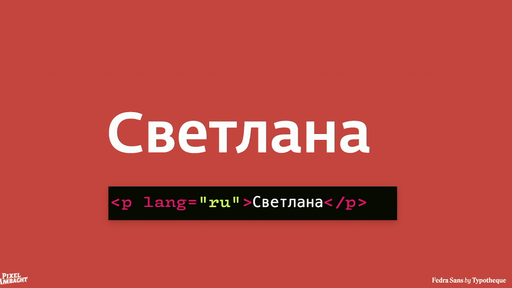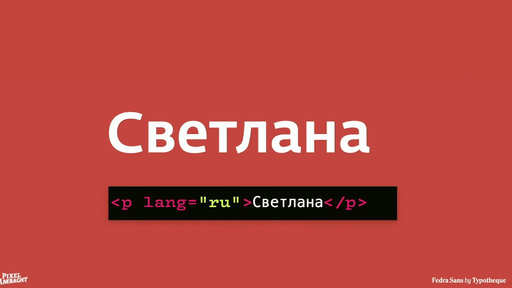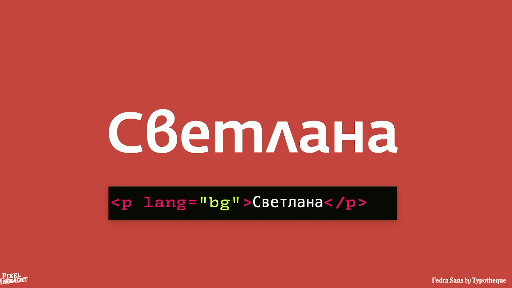Like one example, because I'm a yokel from the Netherlands, I only know English and Dutch, so I'm a bit out of my league here, but there are languages that really need those OpenType features. For instance, this is the name Svetlana in Russian, and you can see I put the language tag on the paragraph there, a language attribute saying this is Russian. But if I change that to Bulgarian, some of those letter forms change because the Cyrillic script for Bulgarian has different letter forms.